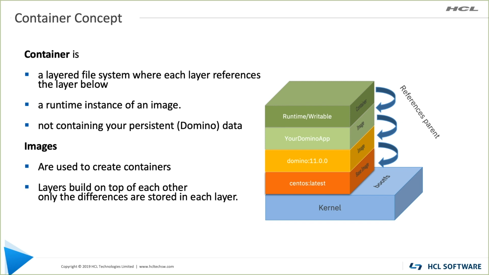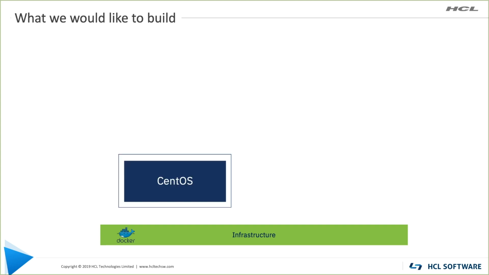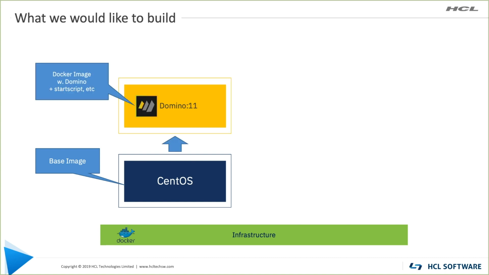By that, we are reducing the footprint of the underlying container to just the runtime and writable elements that each container will have to maintain. Everything else comes from the image, and that causes a great benefit to the total cost of ownership in your environment. On top of your Docker infrastructure, we are going to use a base image, in this case CentOS, and on top we have provided an image that already contains Domino 11 with all the start scripts in order to instantiate Domino with your configuration parameters.